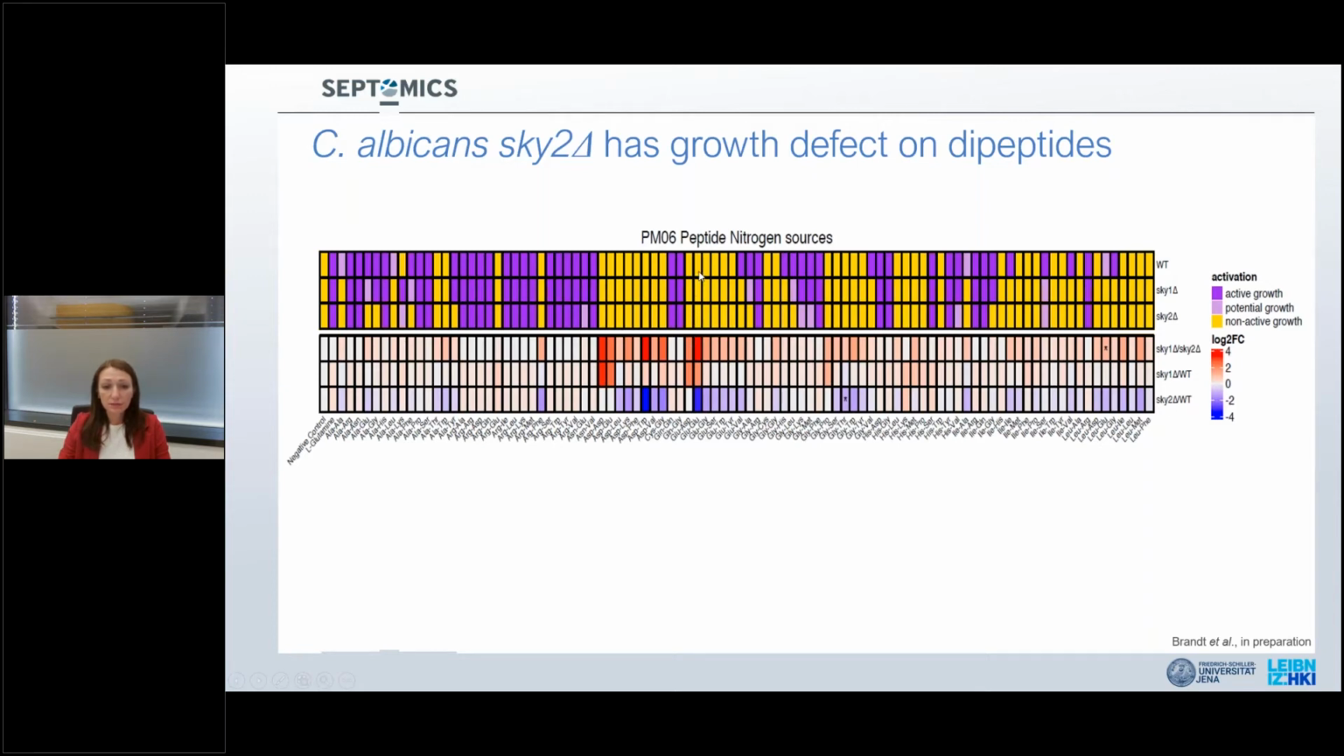So even though in this case, always the growth is non-active. With this color coding, we can easily see the differences in growth and the growth characteristics of a certain strain and compare it to others. And in this case, potential growth represents the data set where one result was positive and the other one was negative. A triplicate is required to really define whether this is positive or negative growth.